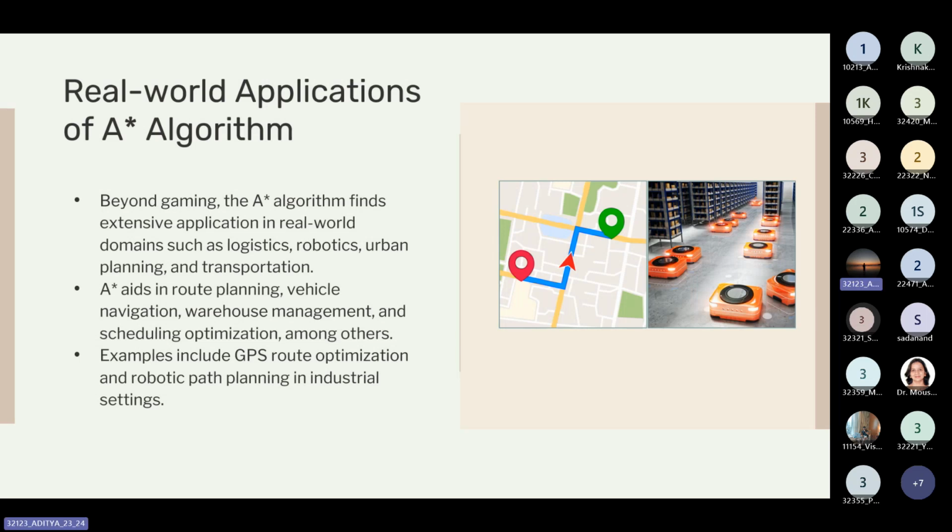Next, in transportation, as I gave an example earlier of the GPS system, if I want to get the directions from my home to my college, I would use the A star algorithm to find the optimal path. So those were the real world applications of A star algorithm.